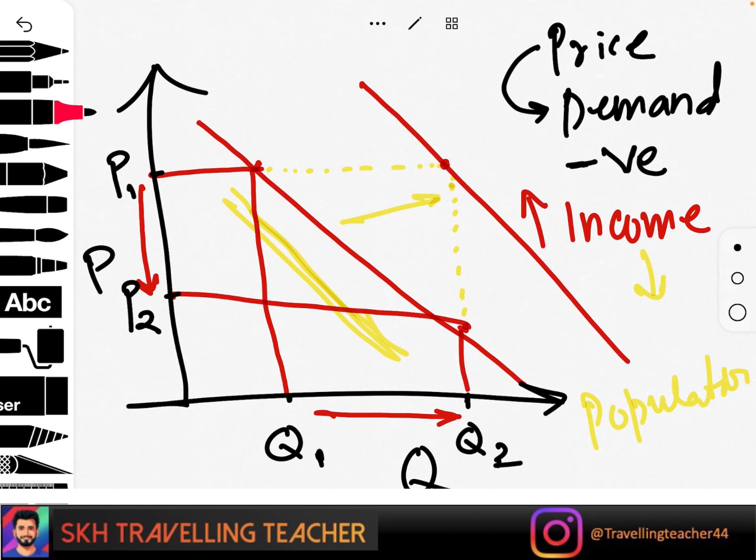So that is a very simple way to keep the graph of quantity demanded in your head. Once you understand the graph, the explanation of the graph is normally the application in your 4 marker, 6 marker and 8 marker questions. So make sure you draw the graph and you explain it the same way as I have explained in this video, how the price is affecting the quantity demanded.